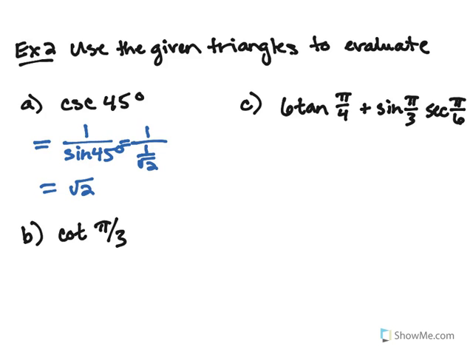Okay, now what about cotangent of pi over 3? Well, those triangles are in degrees. But we've worked with the unit circle enough now, hopefully, to know what pi over 3 is. Pi over 2 is a right angle, so this is 90 degrees. Pi over 6 is here, pi over 3 is here. So is pi over 3 going to be 30 degrees or 60 degrees?